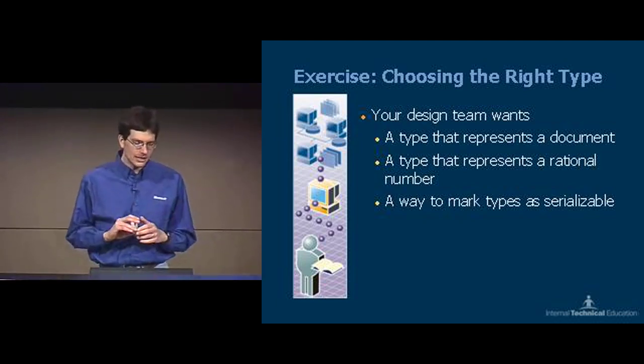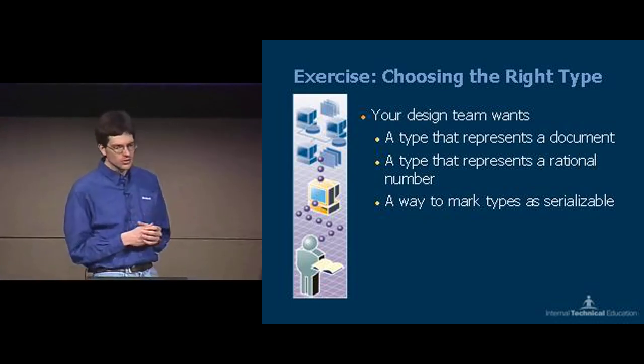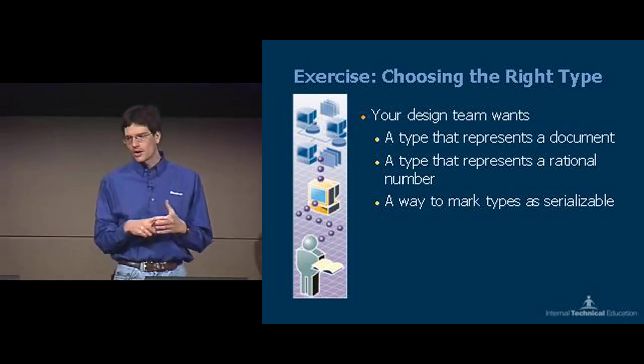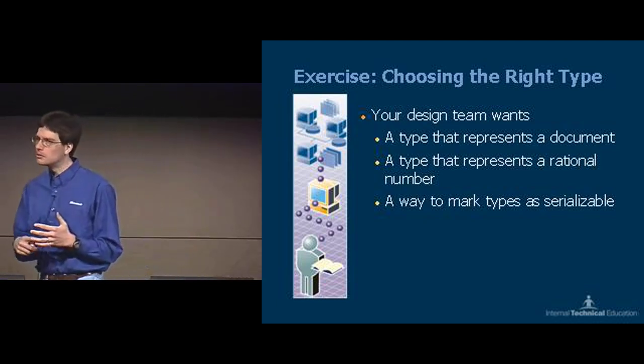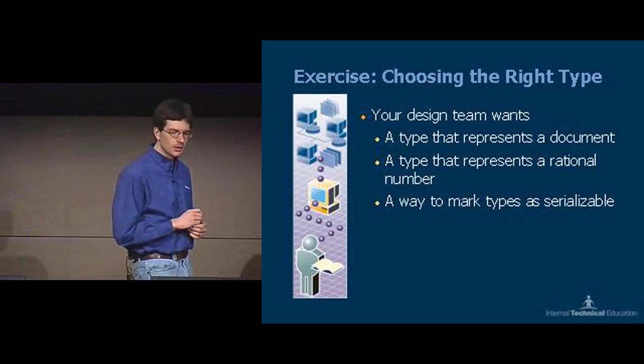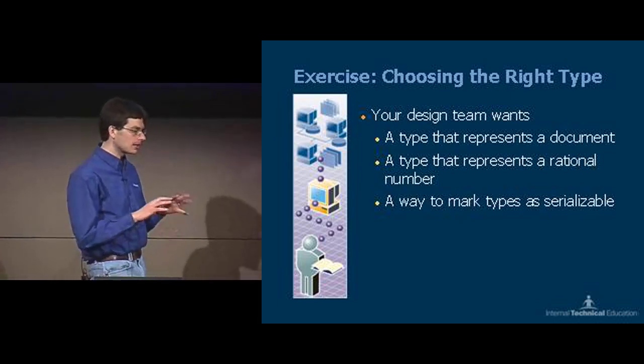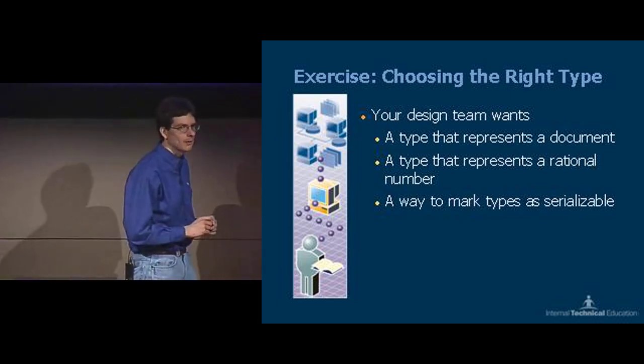The idea with this one is we want to know what kind of type to use. Would you want to use a reference type, a value type, an enum, a custom attribute? What kind of type? For a type that represents a document, some type that's going to encapsulate a document, what might you use there?